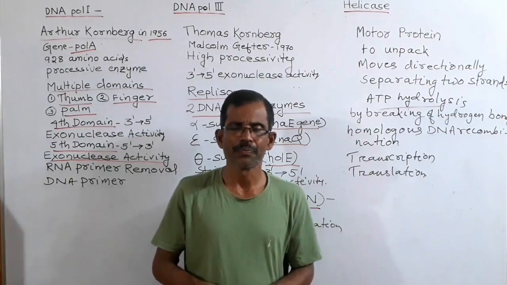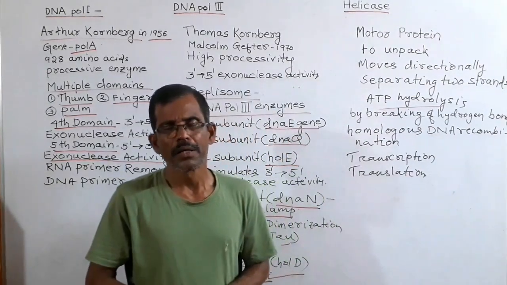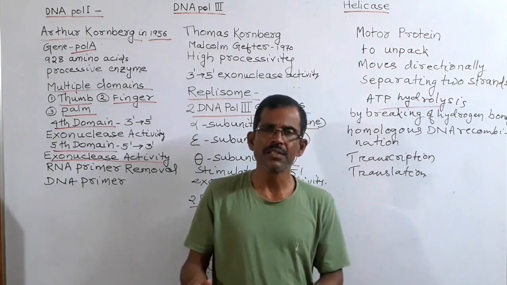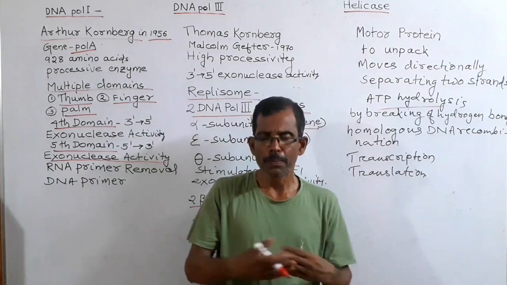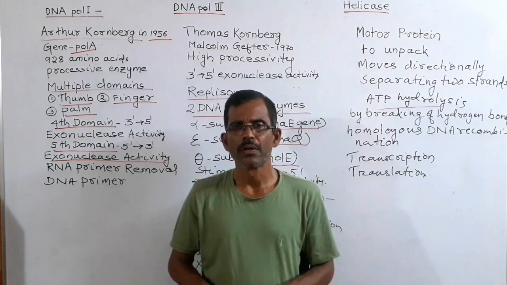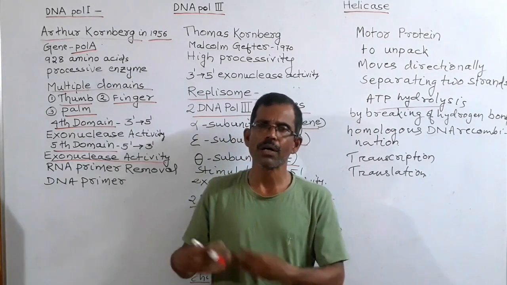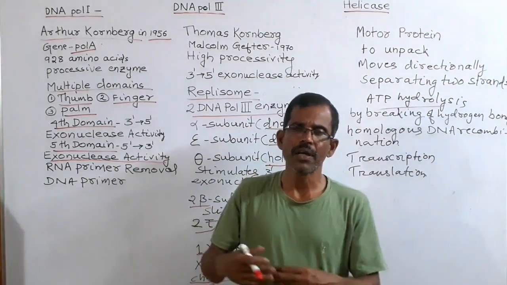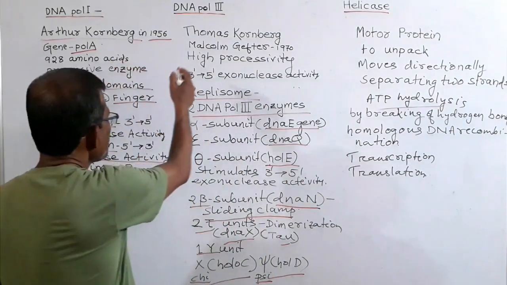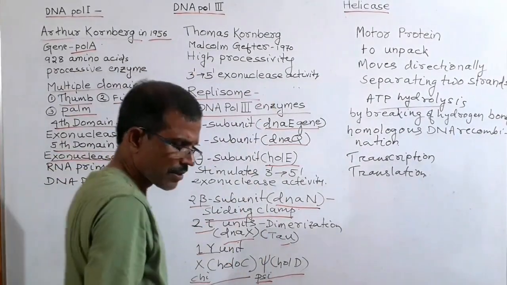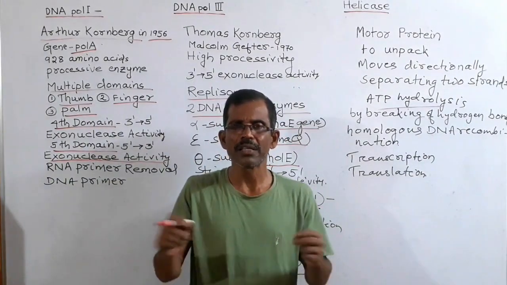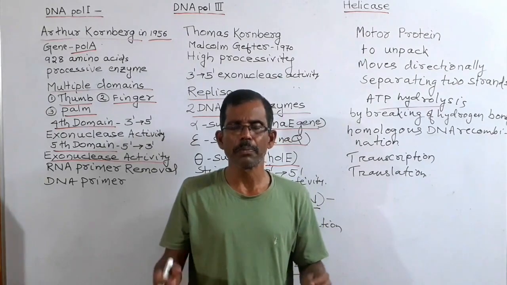and several other activities. So friends, this is about DNA polymerase 1, DNA polymerase 3 and helicase. These three enzymes are involved in replication in prokaryotes. There are some other enzymes also. In the next video, we will discuss the other enzymes that play various roles in the process of DNA replication in addition to DNA polymerase 1, DNA polymerase 3 and helicase. So please watch my next video that will describe other enzymes that are involved in the process of replication in prokaryotes.